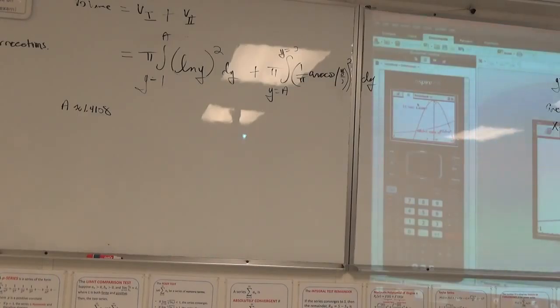Where did the 3 come from? Oh, for the limit of integration? If you're above this line, we start at the intersection point, and you stop at this point up here. And the y value for this curve at this point is 3.